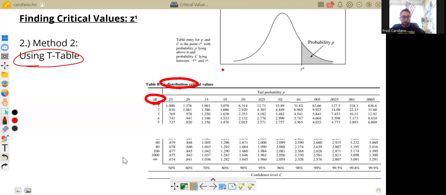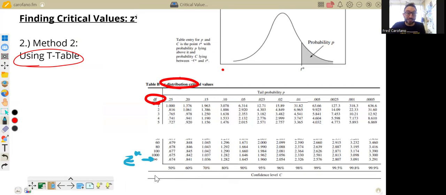But what we really care about is this row at the bottom with an infinity. This represents the normal model, or in other words, these are all of our Z stars. So realistically, if we need to get Z star quickly, our best option is just to look at this table. And we can see the answers we referenced before. If I want 98% confidence, there's my Z star of 2.326. If I want 99% confidence, there's my Z star. If I want 90% confidence, there's that 1.645. 95% confidence, there's that 1.96. So realistically, that's the most efficient and easiest option.